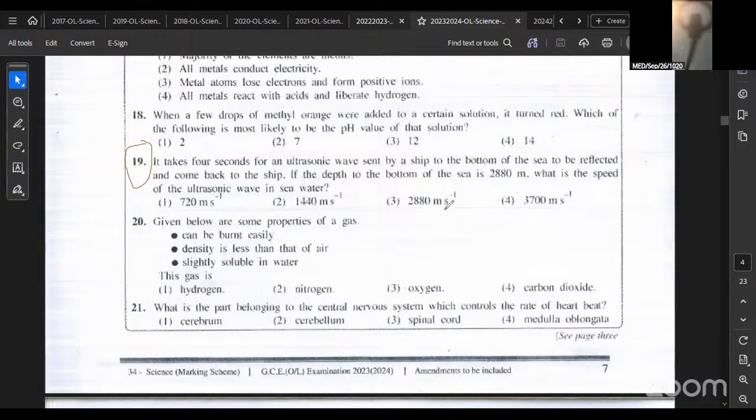Always draw a diagram, okay? It doesn't matter how simple the question is, how hard the question is. Draw a diagram.